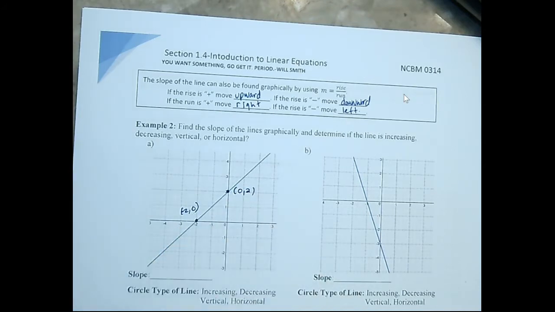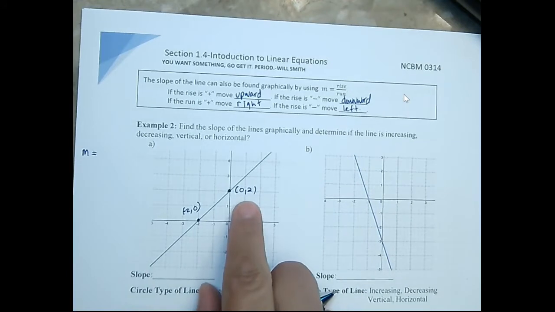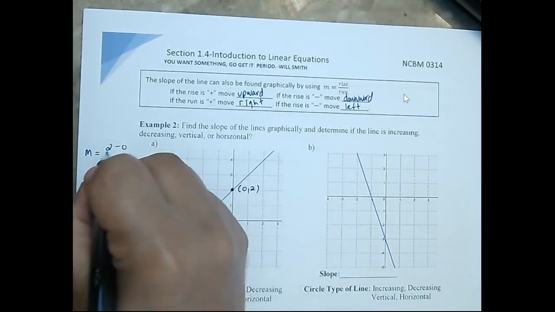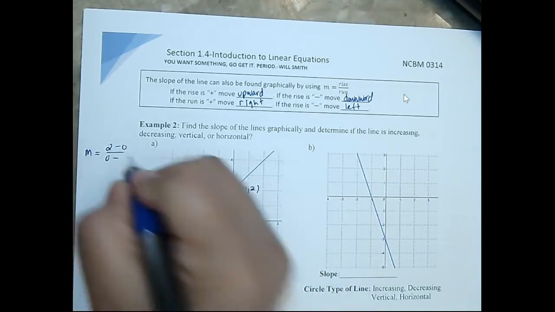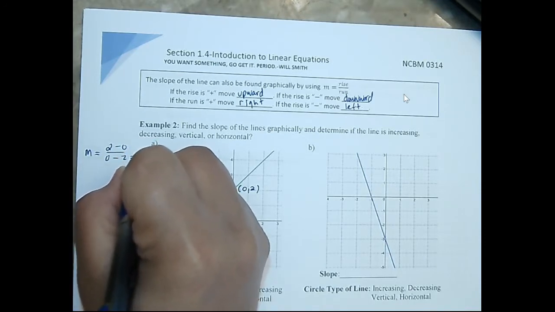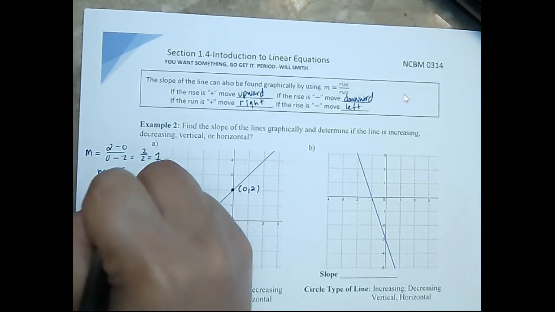Okay, so one thing you can do is you can use the formula y2 minus y1 divided by x2 minus x1, or we can use the rise over run. Okay, so I'll do it both ways for the first example. So x2 is 2, x1 is 0, x2 is 0, x1 is negative 2. So we get 2 over 2 is equal to 1.